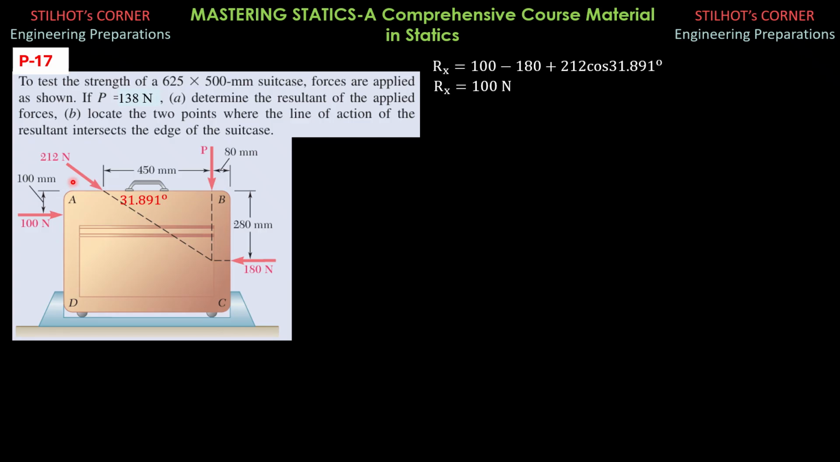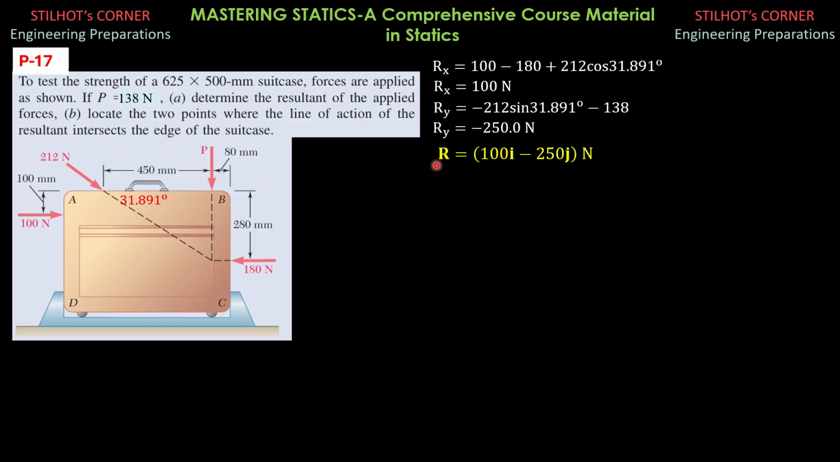Ry is y component of 212, which is negative 212 sine of 31.891 degrees, then minus P, which is 138. So Ry is negative 212 sine of 31.891 degrees, then minus 138. So Ry is negative 250 newtons. Therefore, we can now state the resultant, for me in vector form. R is quantity 100i minus 250j newtons.